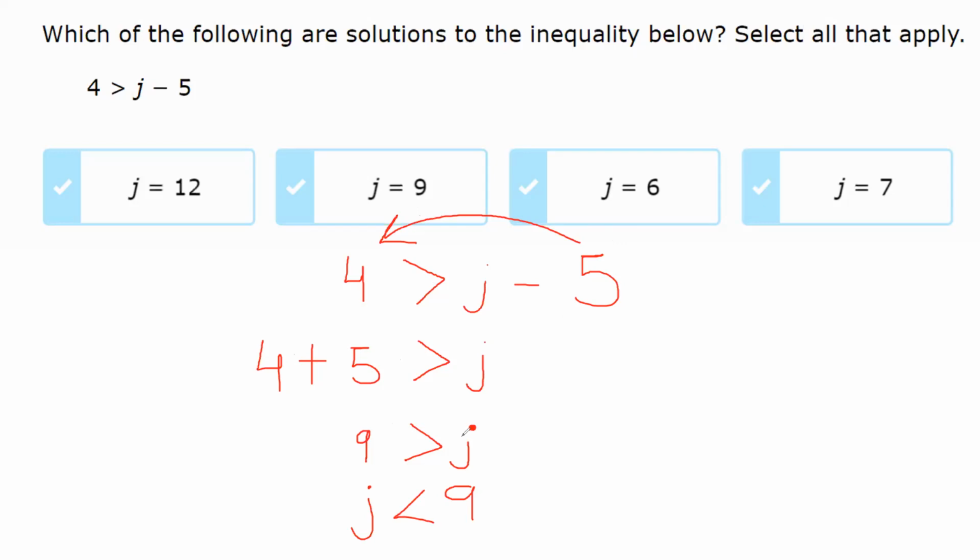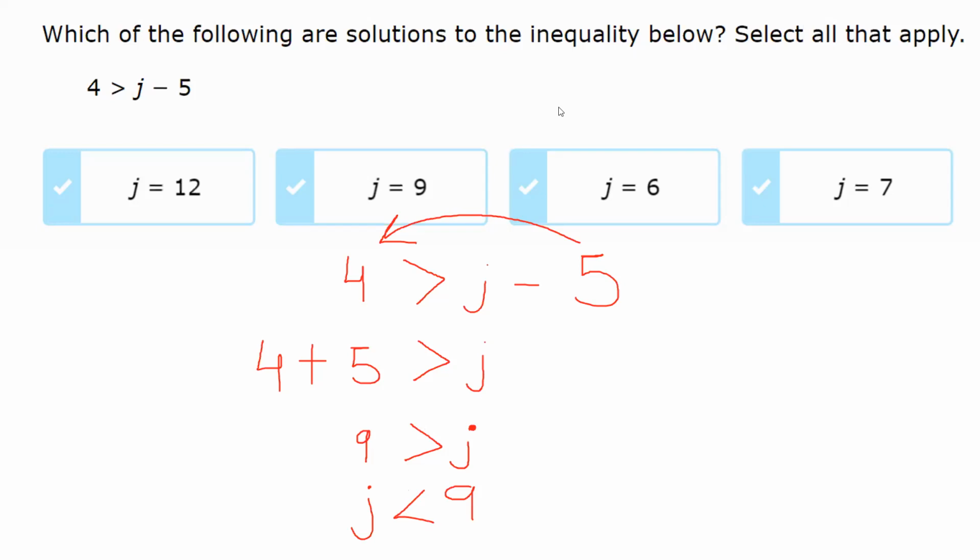Since 9 is greater than J, that means J is less than 9. And so we just write it a different way. J is less than 9. Please let me know if you understand that so far. Yes, sir. Okay. So we have that J is less than 9.